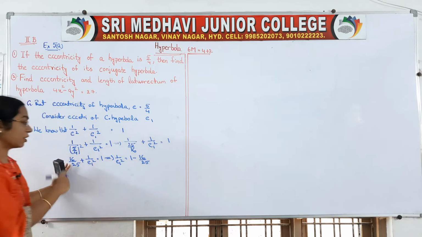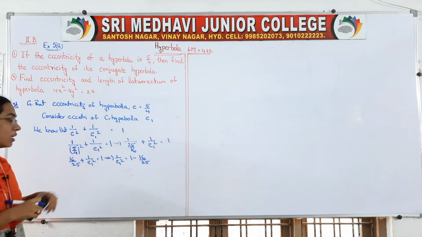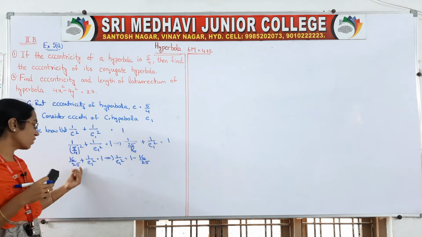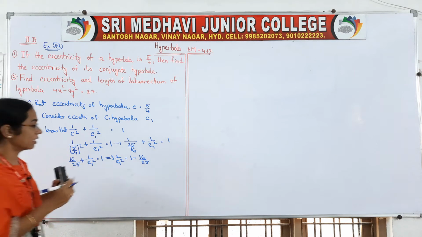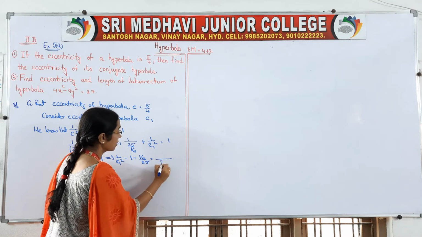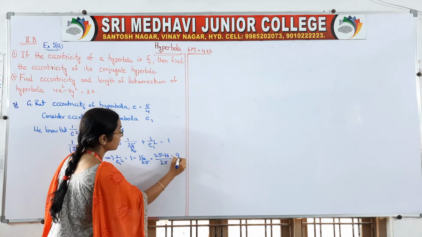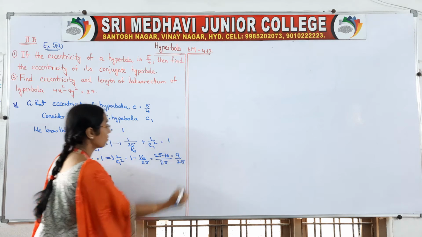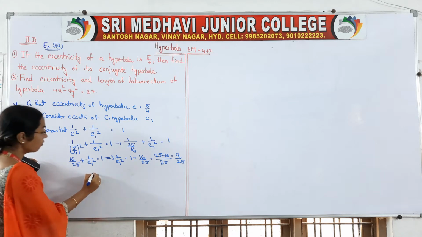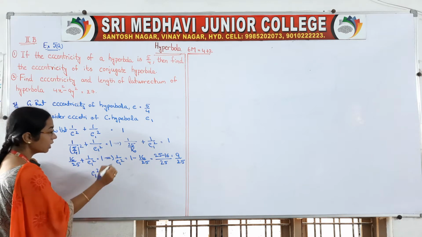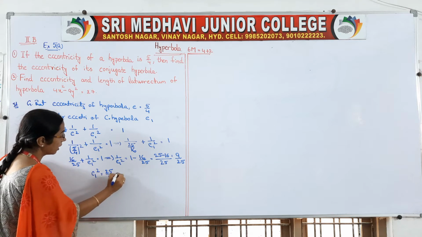You send this value to that side. Actually our aim is to get our E1 value, so the value which is along with E1 stays, and we send the other value to the other side. So it is 25 minus 16, that is 9 by 25. 1 by E1 square is 9 by 25. What will be your E1 square? It will be the reverse, so it is 25 by 9.